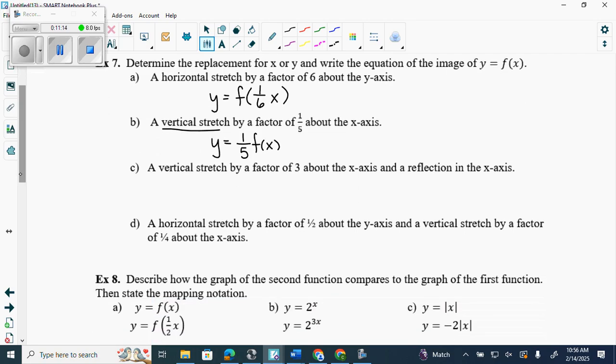Then we get a vertical stretch by a factor of 3 about the x-axis. It's vertical again, not switching. So we're going to get y equals 3f. And the reflection in the x-axis is the negative with the x or the negative with the y? Y. Look, this one was in the x-axis, so is this, with the y. My x has nothing.